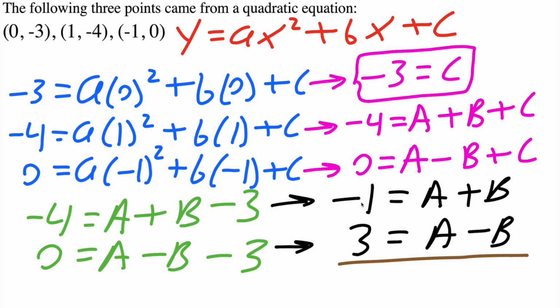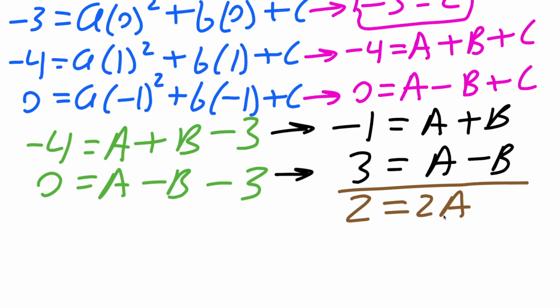So -1 plus 3 would give us 2. A plus A is 2A, and B minus B got eliminated, so 0B. Now we want to get rid of the 2 in front of the A, so we divide by 2 on both sides. So A is equal to 1.